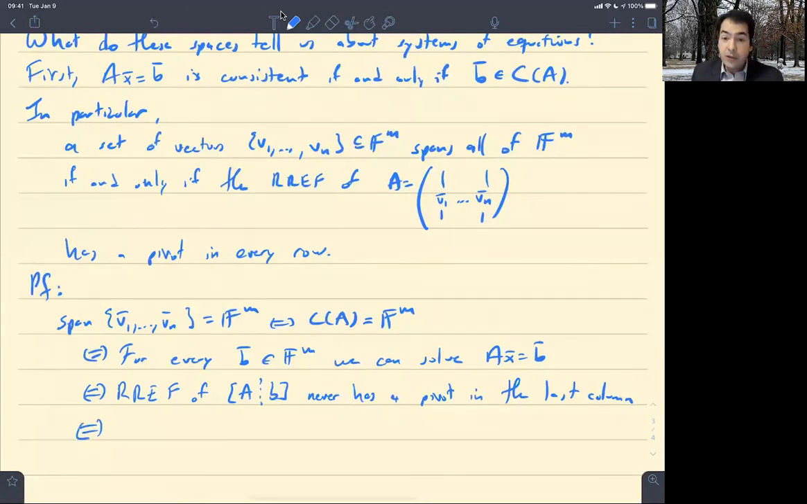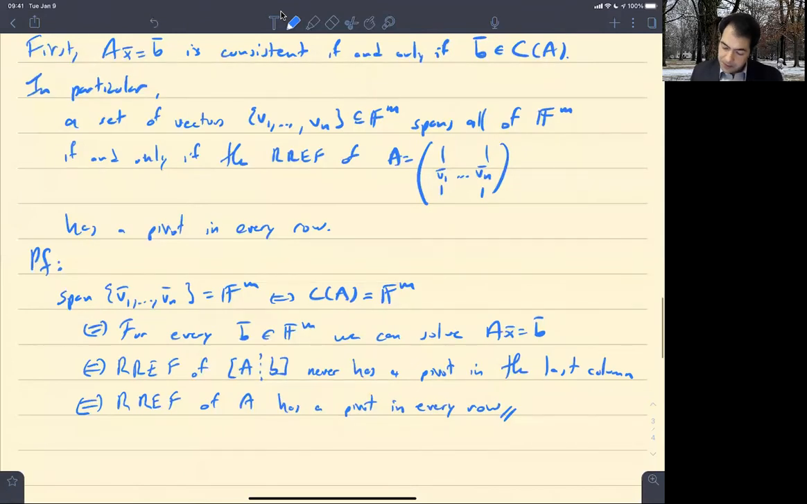And it's an if and only if, because if there is a row of A where the reduced row echelon form does not have a pivot, then I can just put a B so that when I get to the reduced row echelon form, it has a non-zero entry, and that'll be a pivot. So this happens if and only if the reduced row echelon form of A has a pivot in every row, and that's exactly what we wanted to check.